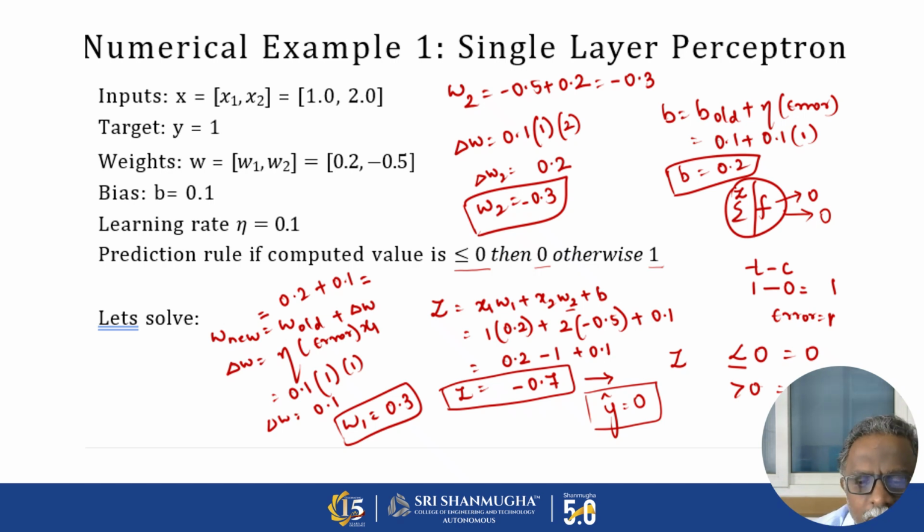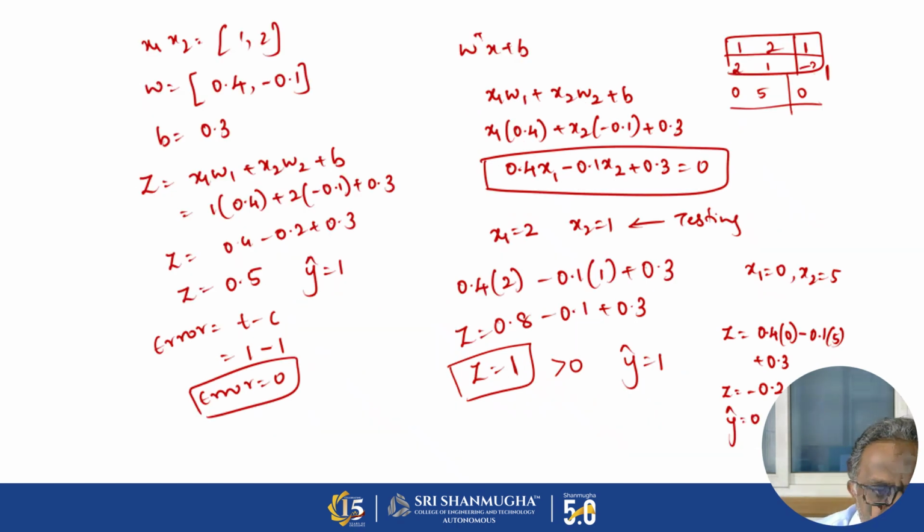Once we have calculated the new updated weights, we can apply them in the equation and see whether the predicted one and the target one are the same or not. In this case, we applied and we didn't get a match. So we updated the weights using the perceptron learning rule, and we got W1 as 0.4 and W2 as minus 0.1. The input remains the same, and the bias changes from 0.1 to 0.3.